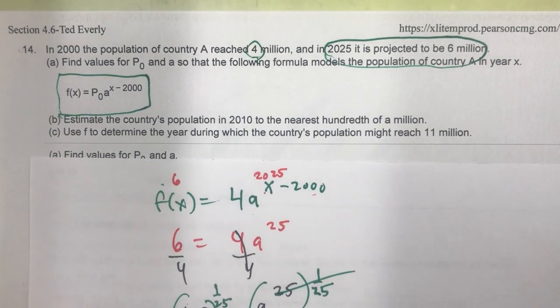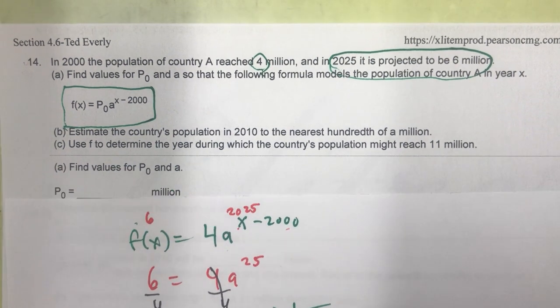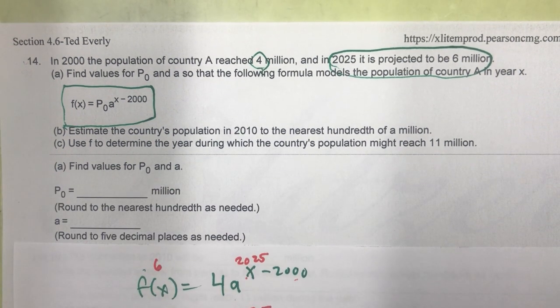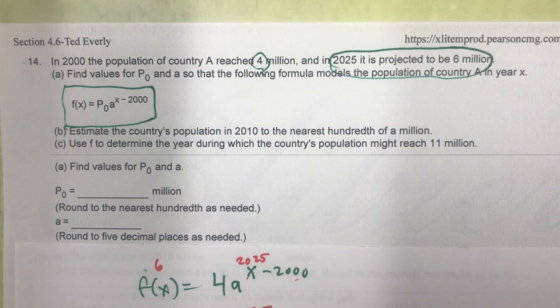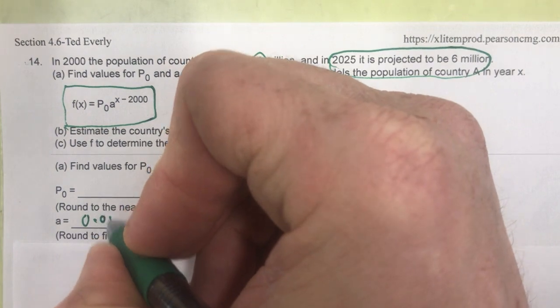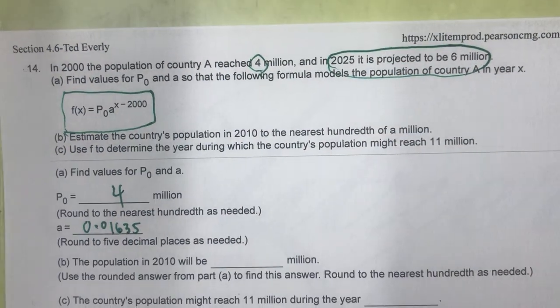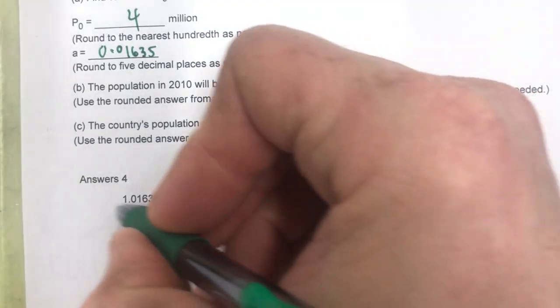And I think we round it to 5 decimal places. 1, 2, 3, 4, 5. After that we got a 0, so there you go. That's going to be 0.01635. That was 4. And look here, we're in good shape.